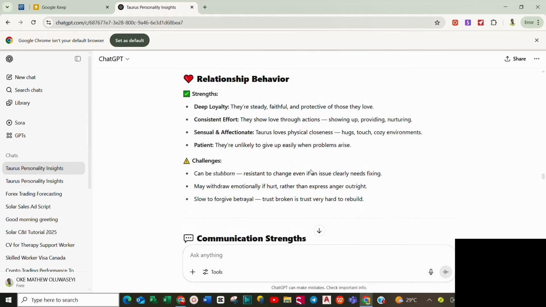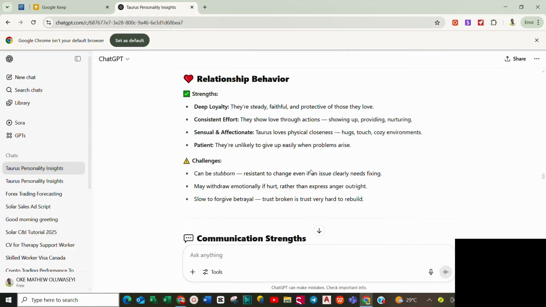Now the strengths and the challenges is what AI has brought out. They are deep loyalists, very loyal, steady, faithful and protective of those they love. If they show you loyalty, you love it. Then consistent effort, they show love through action. They don't show love through words of mouth. They show up for you, providing, nurturing. That's how they show their love.